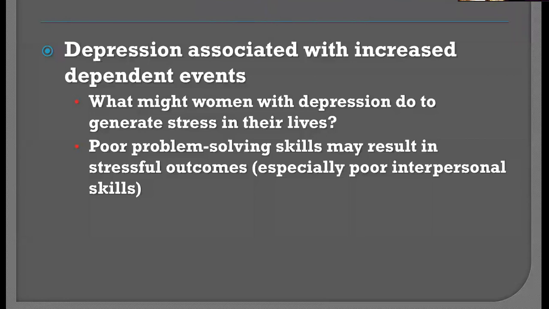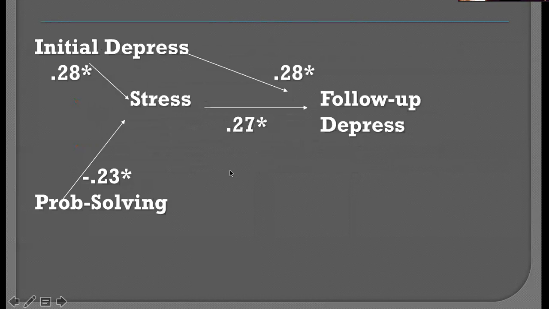So, if depression is associated with increased dependent life events, what might folk do? Connie Hammond studies women, so that's why this is about women. That's mainly what's in her studies. But what might men and women do to actually generate stress in their lives? One idea is poor problem-solving skills, which can be expanded upon, actually. But the idea here in the next study is poor problem-solving skills might result in stressful outcomes, and specifically poor interpersonal problem-solving skills like conflict management. Now, they don't just have an idea. They have some data. And let's take a look at that data.